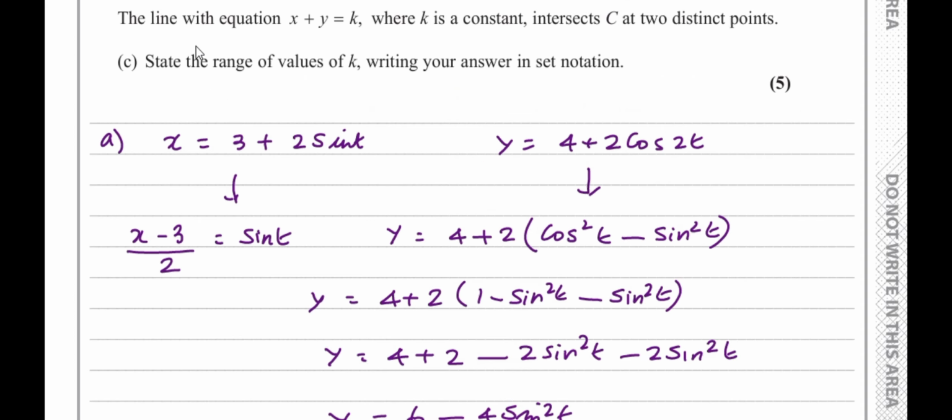Last part of the question, the line with equation x plus y equals k, where k is a constant, intersects C at 2 distinct points. State the range of values of k, writing your answer in set notation. That's 5 marks. Okay, remember x plus y is equal to k is a new line, and we have got the original curve there. So they are going to intersect at 2 distinct points.